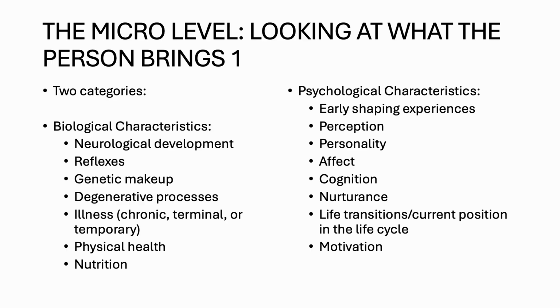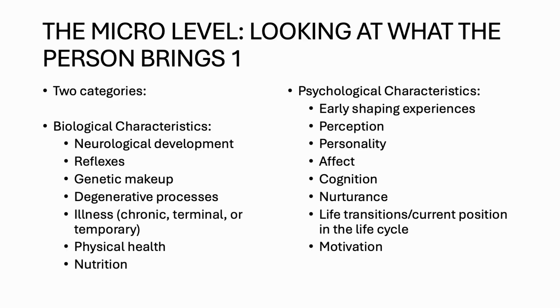The psychological characteristics would be early shaping experiences. So you might have heard the phrase ACEs or the word ACEs or whatever. ACEs stands for Adverse Childhood Experiences. So early shaping experiences as a child really do influence how you're going to grow up. And then there are also perceptions. That's basically how do you see yourself and other people, your personality, your affect. Again, how do you express your face, your emotions and stuff like that?